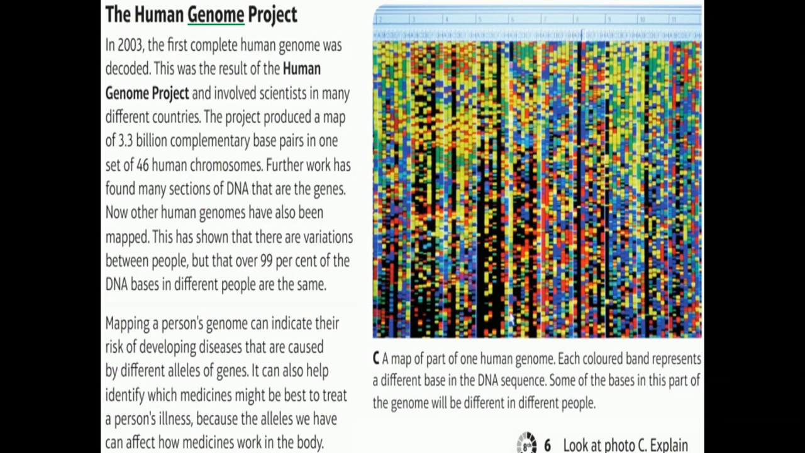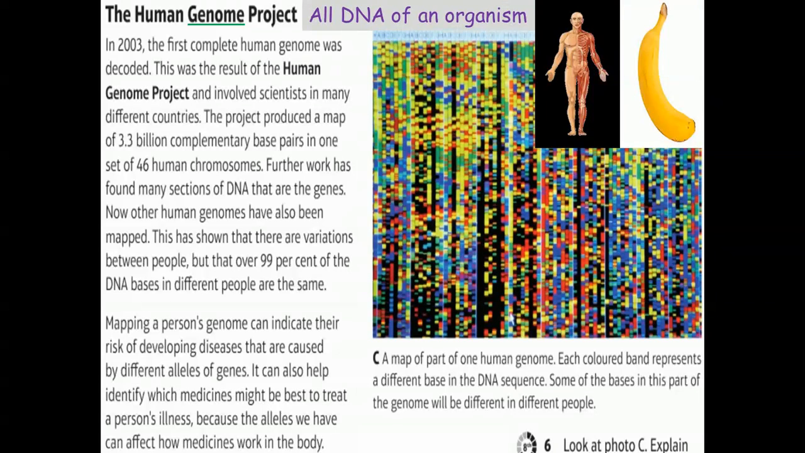In 2003, the first complete human genome was decoded, so that means that they sequenced all the bases in a human. A genome is all the DNA of an organism, so we know that the genome in a human is different to, for example, the genome of a banana, because they contain different DNA sequences.